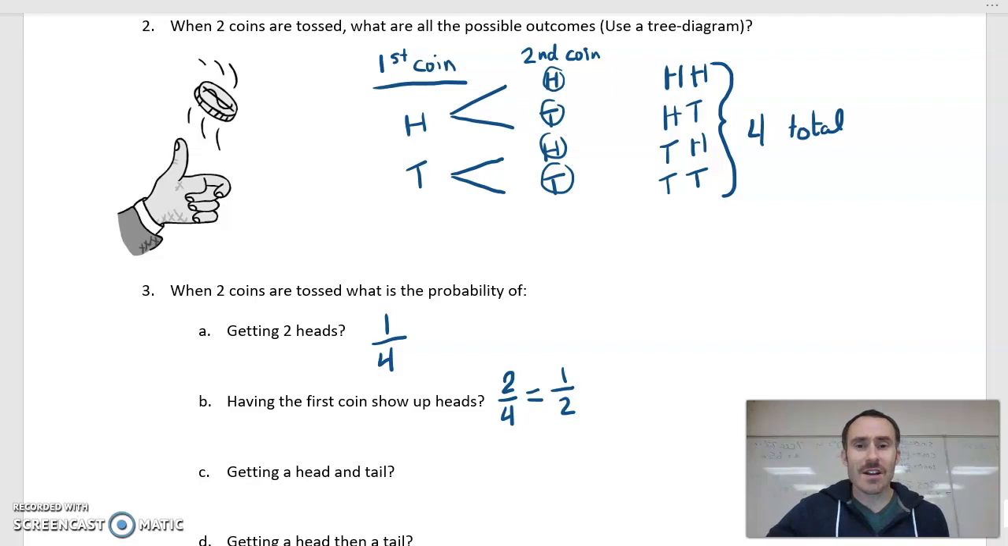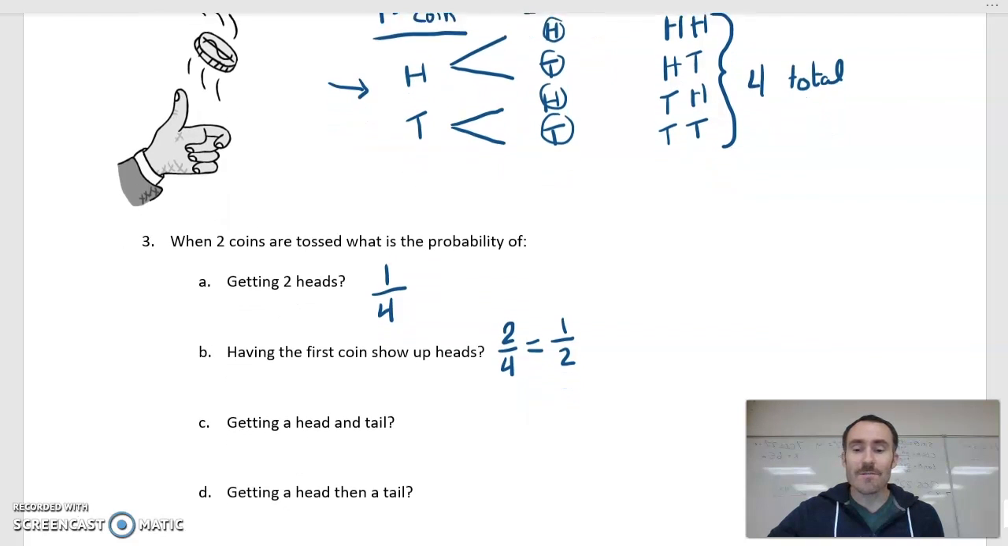Now, you didn't necessarily have to look at the final 4 outcomes we came up with to figure that out. You could have just looked at the first coin over here. There's only 2 outcomes for the first coin, and 1 out of 2 of those is coming up heads first. Right? So there's going to be multiple ways of thinking about this.